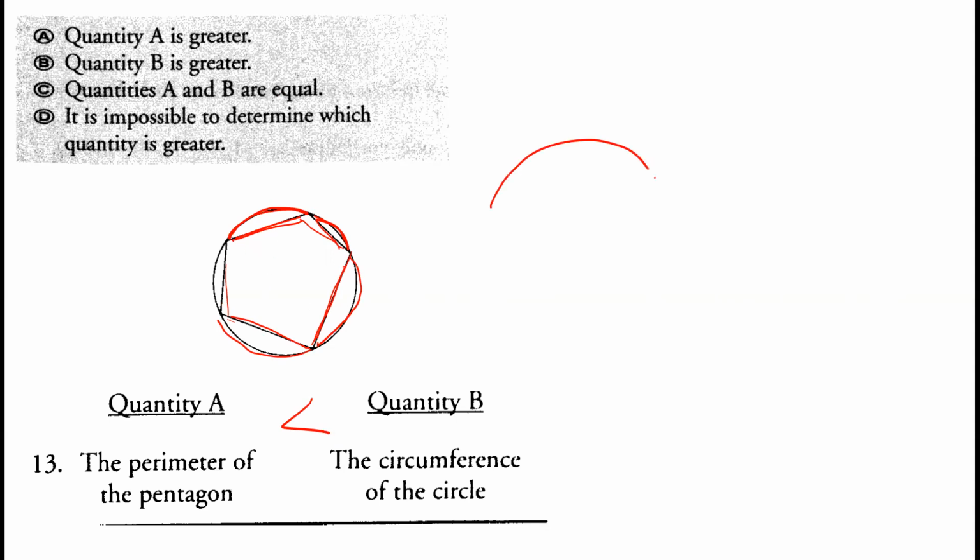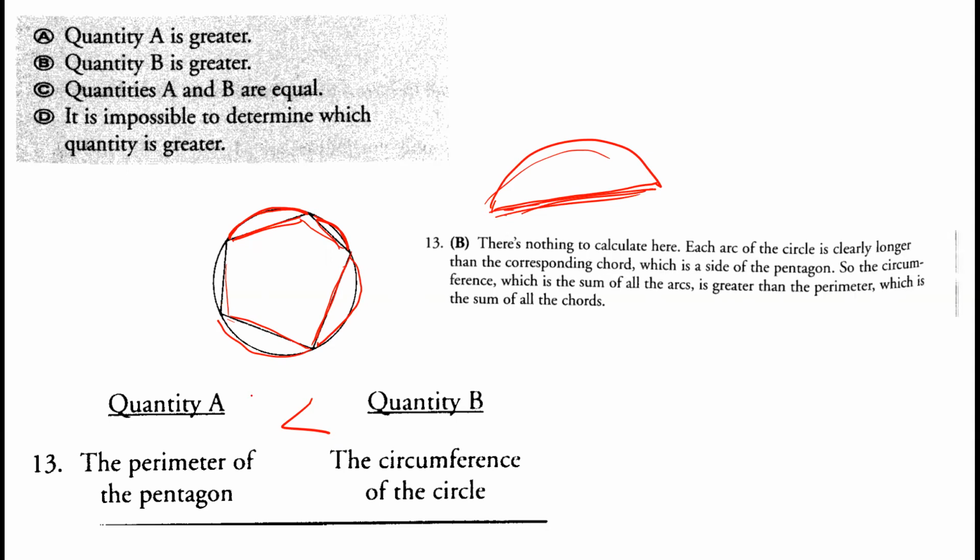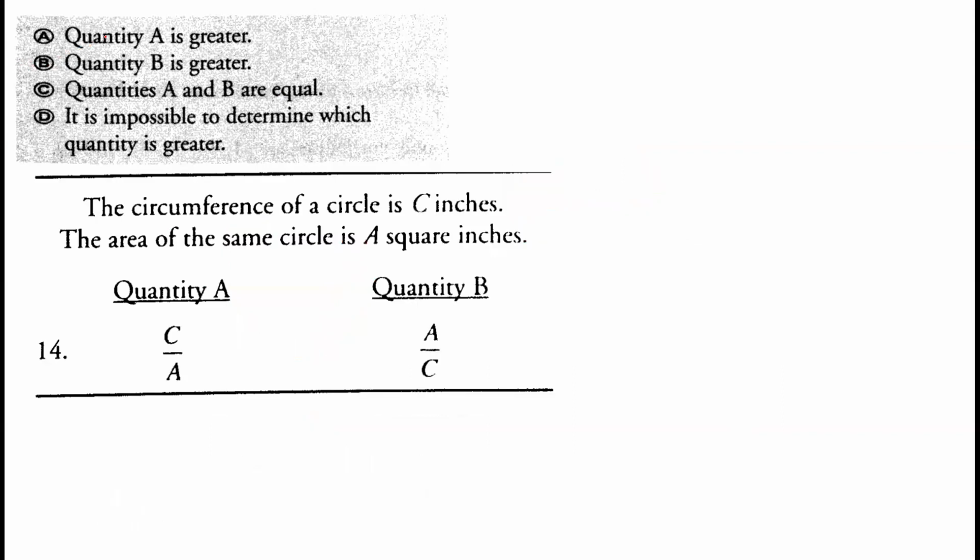Because if we have this curvature, 100%, this curvature length would be more than this tangent or straight line. So definitely the circumference for circle is greater than that of the pentagon. So option B is correct. There's no calculation required over here.